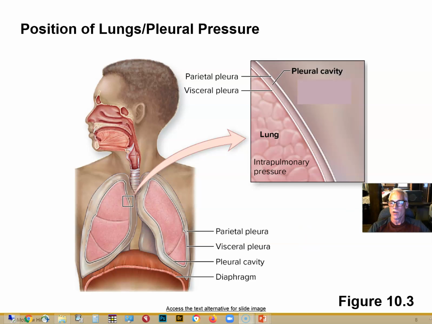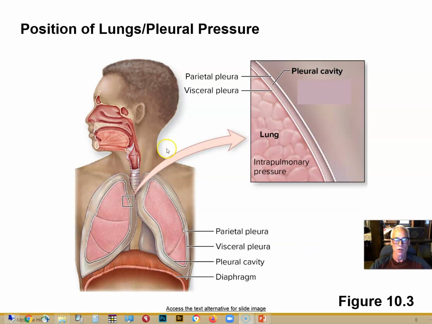Here's an interesting phenomenon you should know about the lungs and the pulmonary system. Here you can see the lungs residing in their body cavities called the pleural cavities. And the pleural cavities are lined with a membrane called the parietal pleura. It's a layer of cells that secretes a small amount of a lubricant fluid.